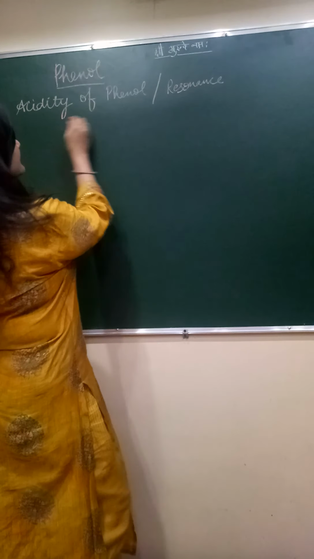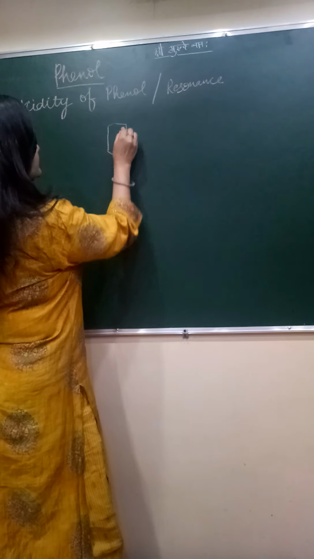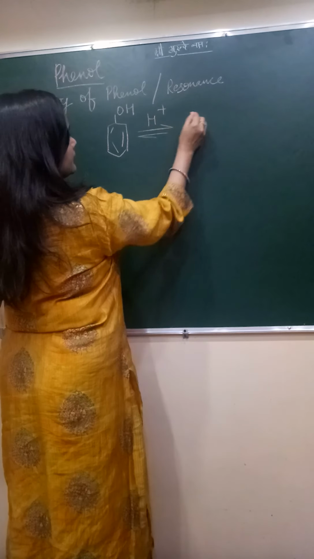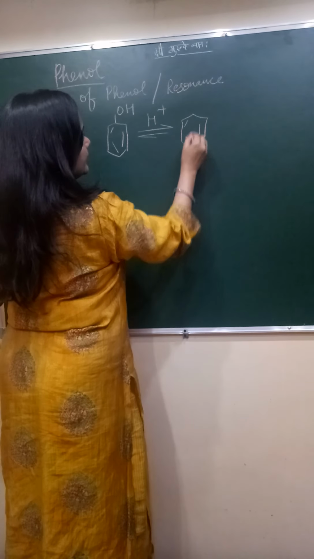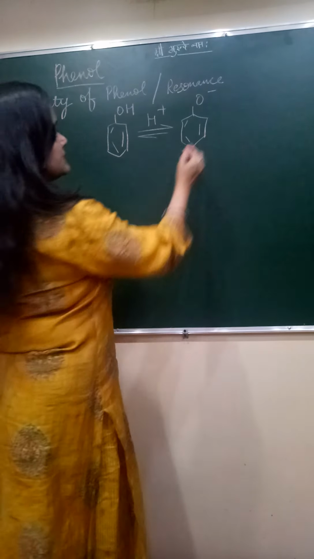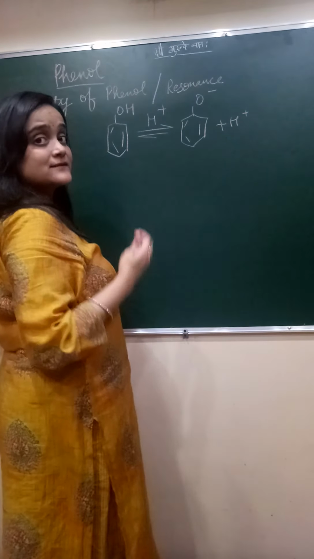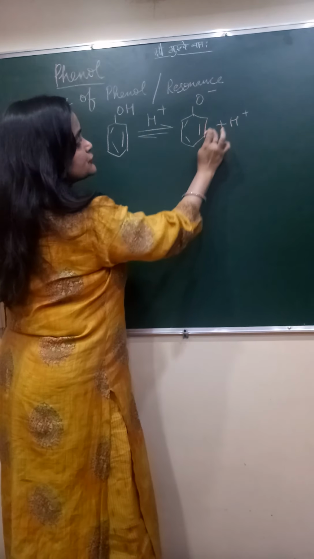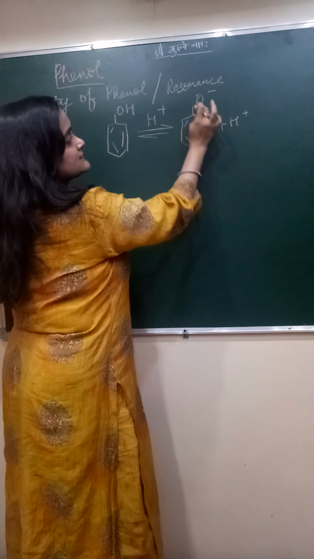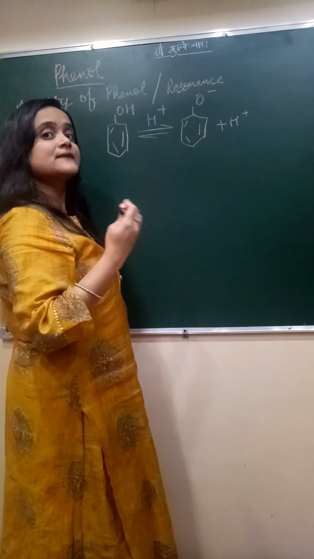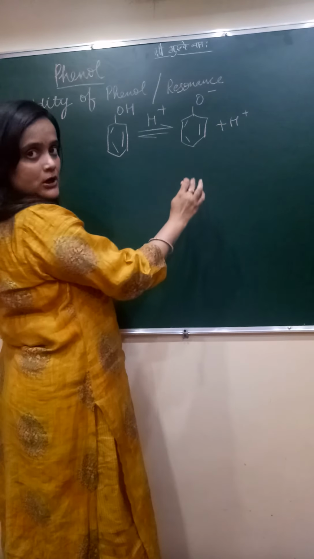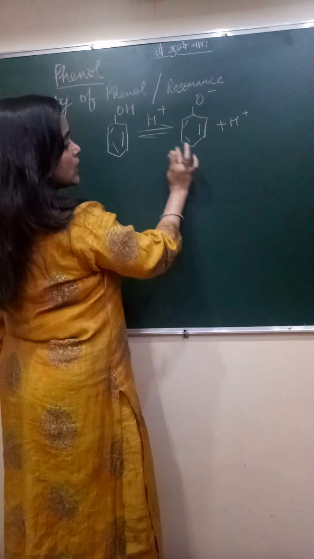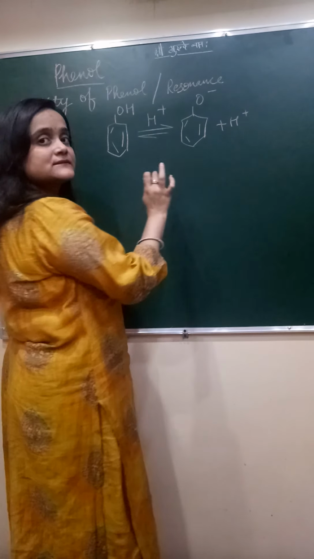So what is acidity of phenol? I explained to you that when phenol dissociates in aqueous solution, it forms phenoxide ion, which means it loses a proton, and acidity is giving a proton. This phenoxide ion is stable. Its negative charge spreads throughout the ring, which means it has delocalization of charge, which means it has resonance. Due to the delocalization of charge, this phenoxide ion is stable. This negative charge moves throughout the ring, and that's why it is a stable structure.